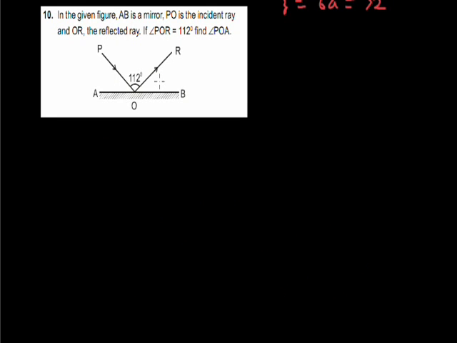In the next question, in the given figure, AB is the mirror, PO is the incident ray and OR is the reflected ray. Angle POR is equal to 112 degree and we have to find angle POA. So here we use a property which is used in physics, that angle of incidence is always equal to the angle of reflection. Here angle POA is the angle of incidence and angle ROB is the angle of reflection. So angle POA is equal to angle ROB.